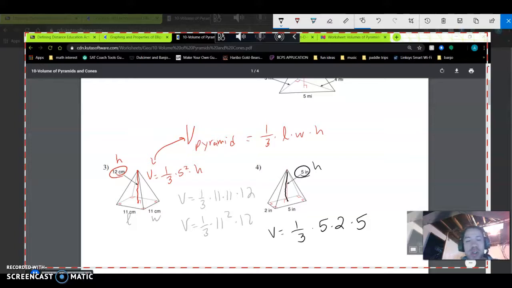We still put in all of the pieces. We still evaluate it the exact same way. Just keep an eye out. Do they tell me that these two lengths are the same, or do they not tell me that those two lengths are the same? But it's still the exact same process. Just work through, well, how do I fill in this volume equation?